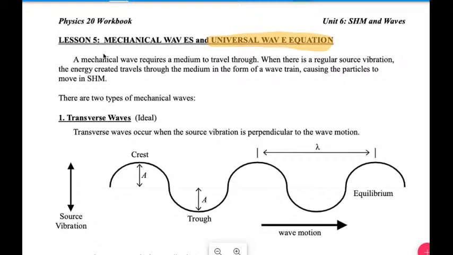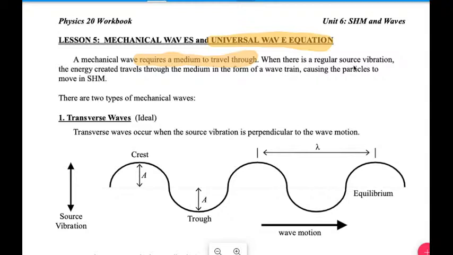So let's get into it and go over the definitions first. A mechanical wave is, as we talked about in our first lesson of the unit, a wave that requires a medium to travel through. So it's all types of waves other than electromagnetic radiation, which doesn't require a medium. These mechanical waves can't travel through a vacuum, right? They're vibrations in some medium that we're going to focus on today.